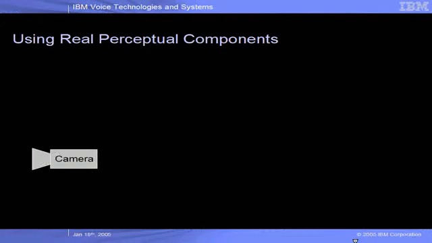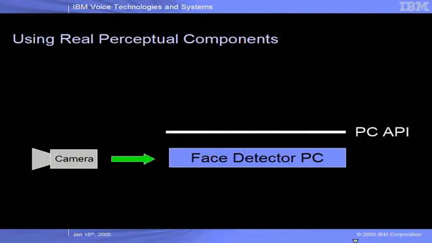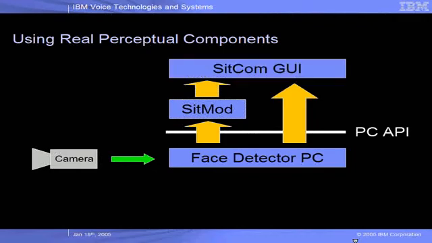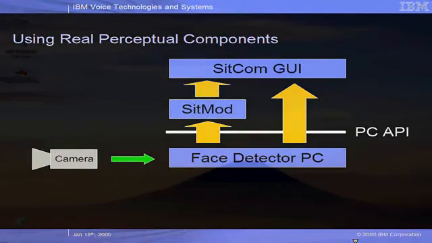A third use case of SitCom is to verify that the situations can deal with a live feed. In the case of a camera, we may have a face detector perceptual component, which presents its face events through the perceptual component API. This can be fed into the situation model, and the result can be displayed in the SitCom graphical user interface. In this way, we can test if a perceptual component is suited for a particular situation.